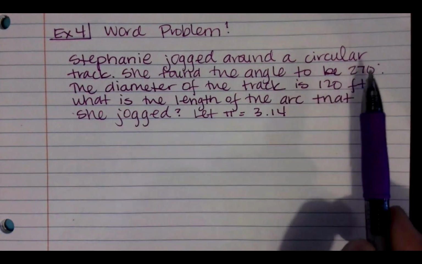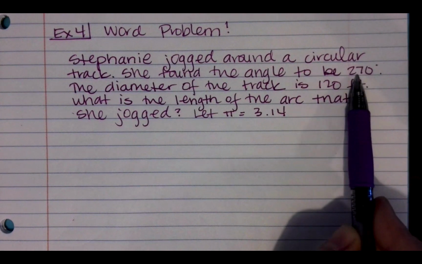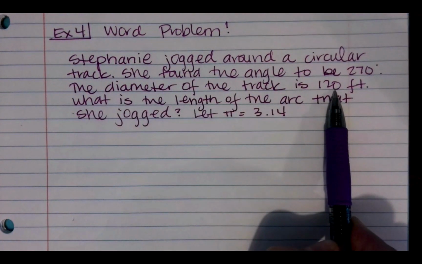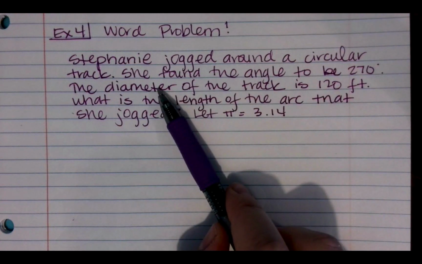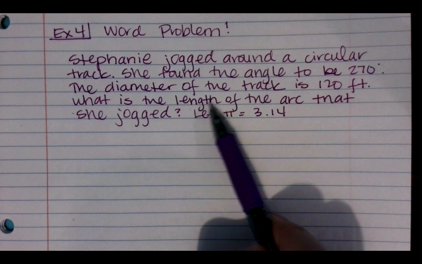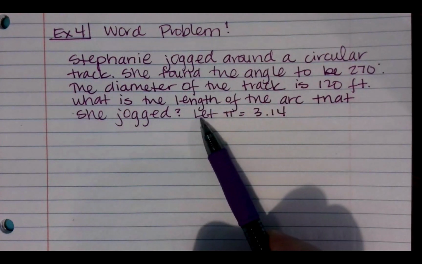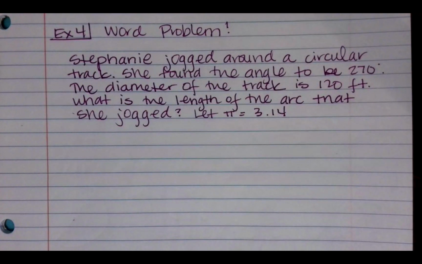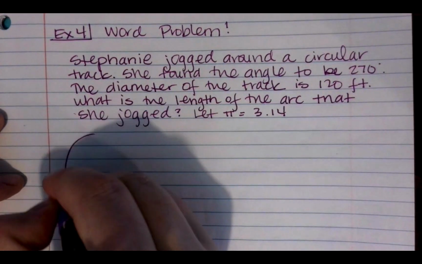She found the angle to be 270, giving us that central angle we need. The diameter of the track is 120. Well, we don't want diameter, we want radius. Okay. What is the length of the arc length that she jogged? Ooh, and right here, let pi equal 3.14. I know I'm going to use decimals. Okay, so let's draw a picture.